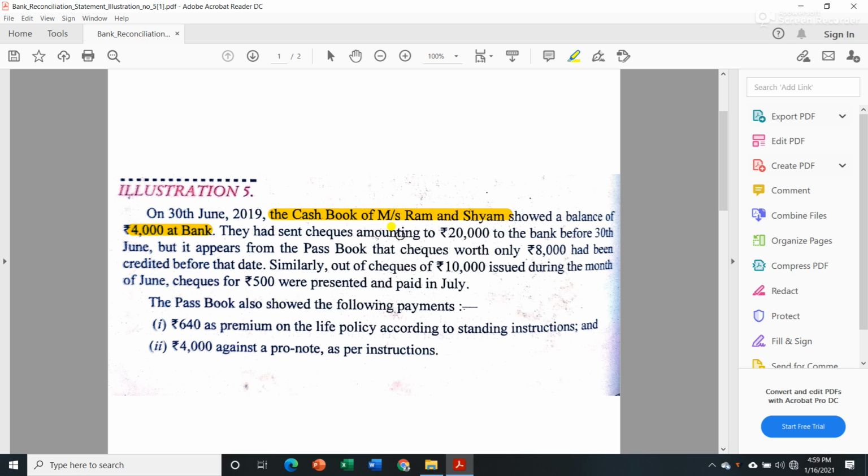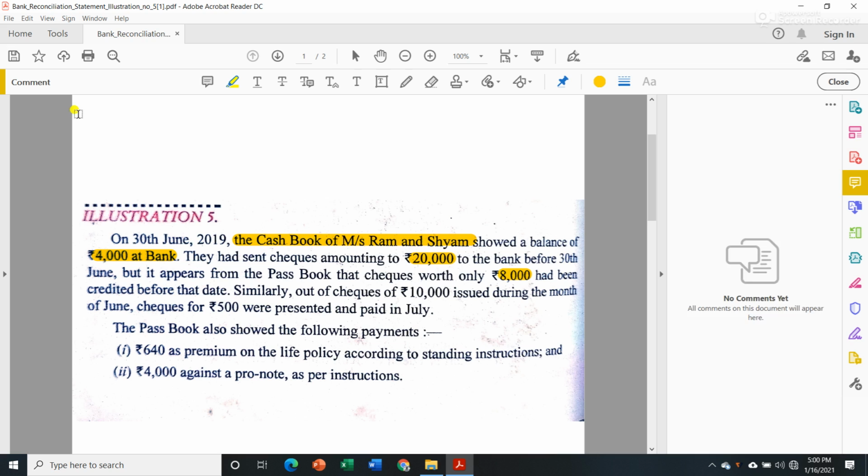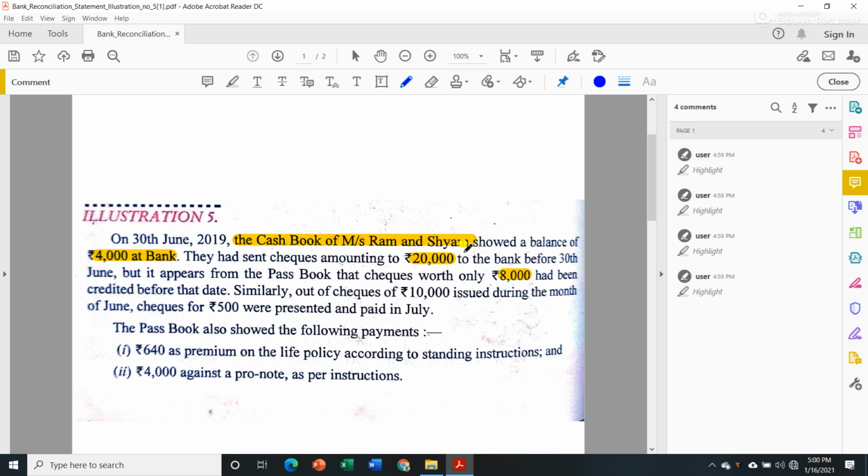They had sent checks amounting to 20,000 to the bank before 30th June, but it appears from the passbook that checks worth only 8,000 had been credited before the date. Means we actually sent 20,000 worth of checks, but we received in our bank account only 8,000. The remaining 12,000 we didn't receive. So our cash book is showing 12,000 more than our passbook. So we have to simply deduct this 12,000 from our cash book. We have to write it in the minus items.